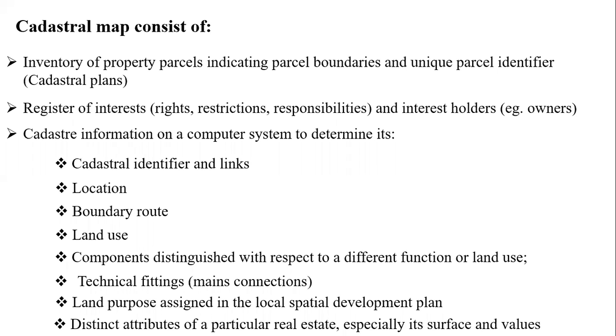In olden days it was a plain sheet, but nowadays everything is digitalized. So he will come with a tab, enter the survey number, and find all the unique boundaries and unique identifiers. And registration of interest, students: registration of interest, rights, restrictions and responsibilities, and interest holders or owners. This particular cadastral map will give that information. In the register office it will show the interest, and the holders or owners also. It will give some protection to the owners also, especially, students.